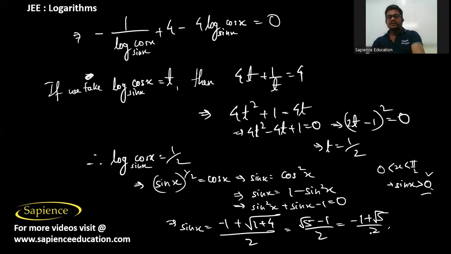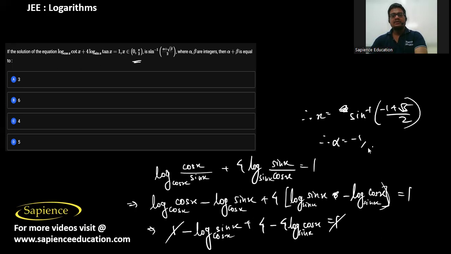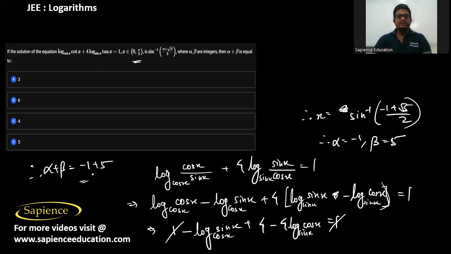Now here it is told, so therefore x will be how much? x will be sine inverse of, sin x is minus 1 plus root 5 by 2. So x will be sine inverse of minus 1 plus root 5 by 2. So therefore alpha is equal to minus 1 and beta equals 5. So therefore alpha plus beta is how much? Alpha plus beta will be minus 1 plus 5, that is equal to 4. So option C is the correct answer.